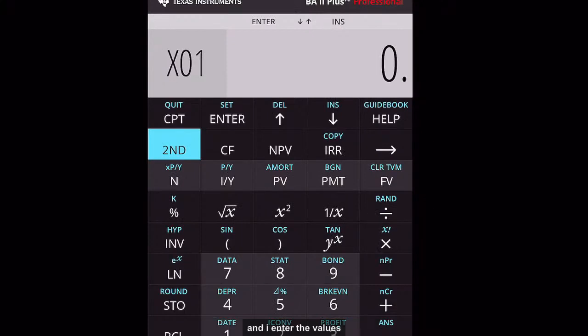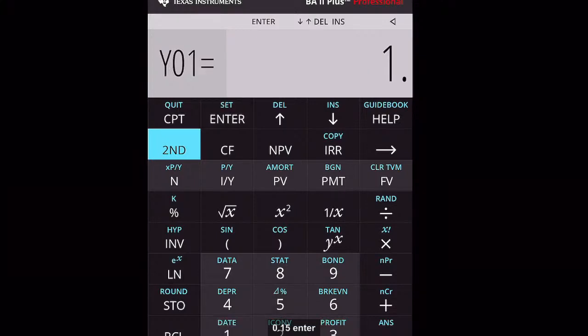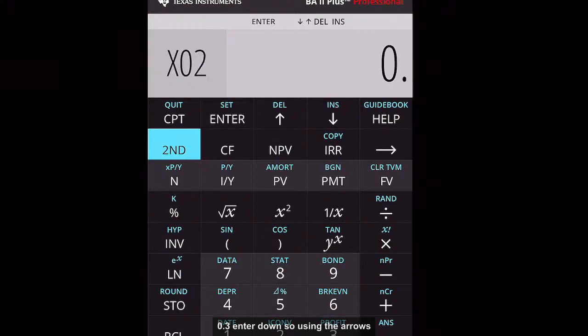And I enter the values. 0.15, enter. 0.3, enter down. So using the arrows for the pair. So then 9 and 18, 0.09, enter down, 0.18, enter down. Now the next pair is 10 and 20, right? It's always double.